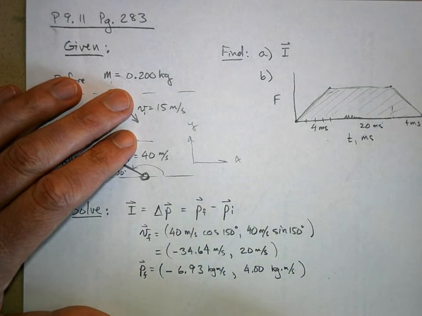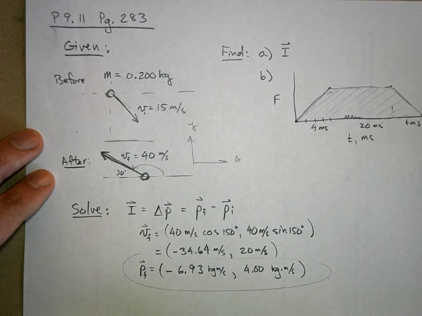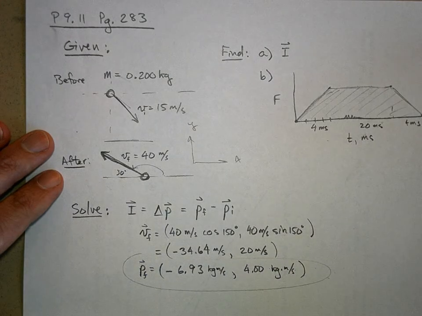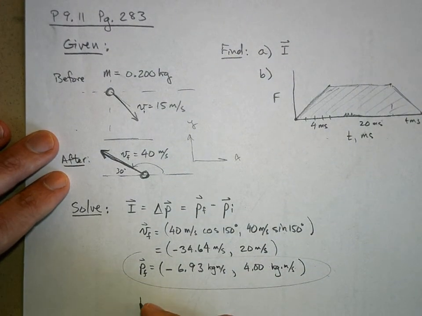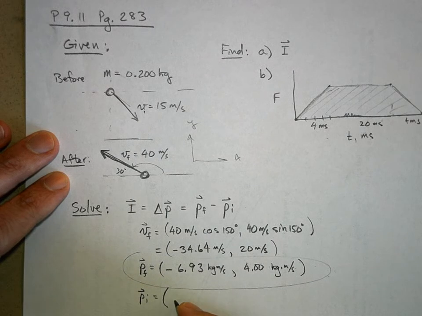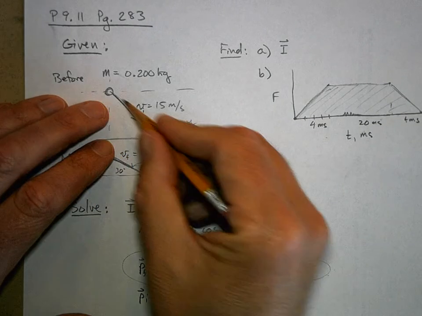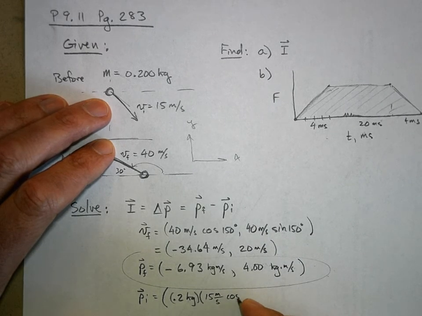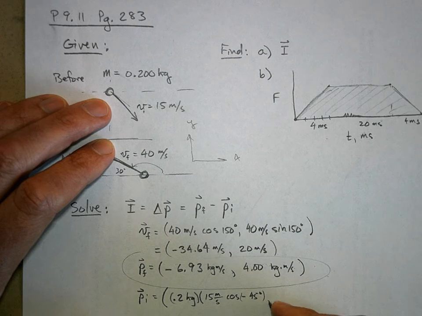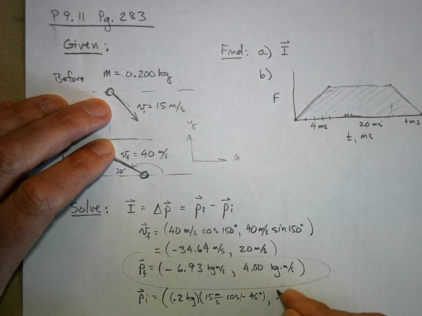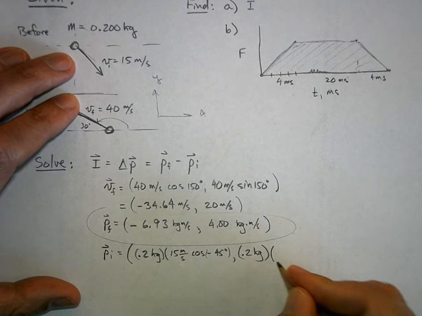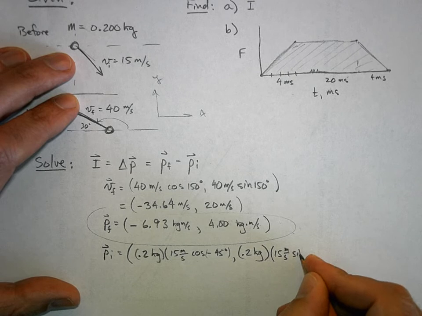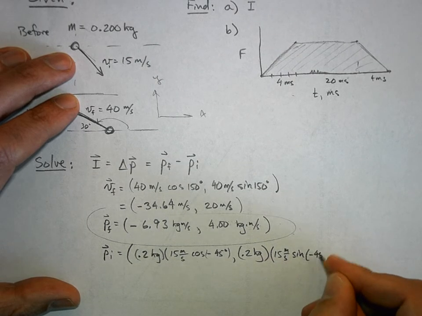All right. So that's our final momentum in rectangular coordinates. Now we just need to do the same thing for the initial. P initial. Maybe I can speed things up here a little bit. Let's just multiply by the mass, 0.2 kilograms times, well, it's negative 45 degrees, so this is going to be 15 meters per second times the cosine of negative 45 degrees. And that's the x component of the momentum, and then 0.2 kilograms times 15 meters per second times the sine of negative 45 degrees.